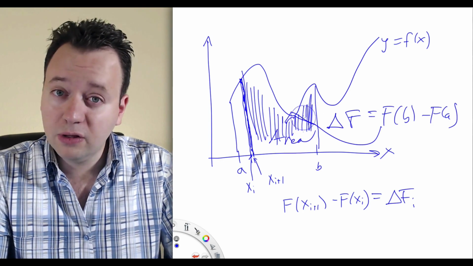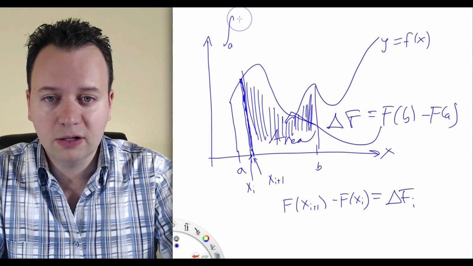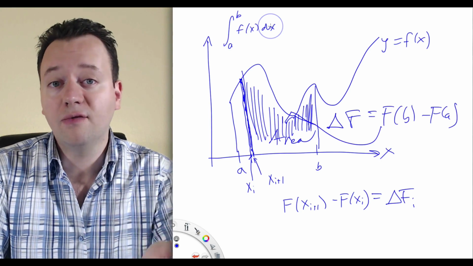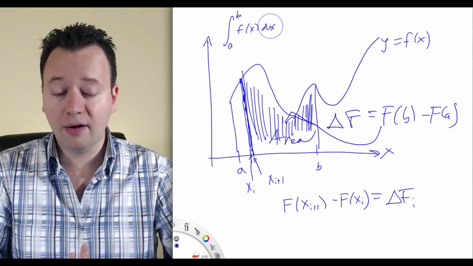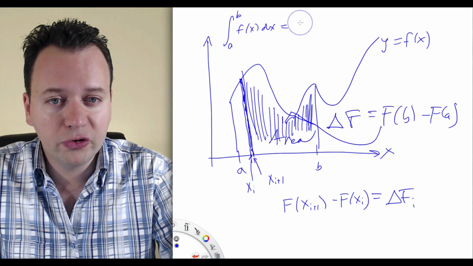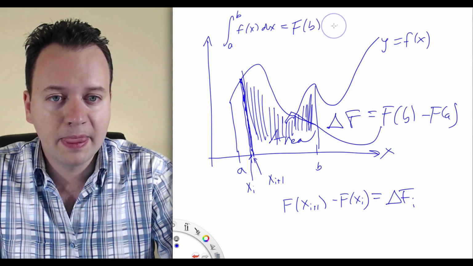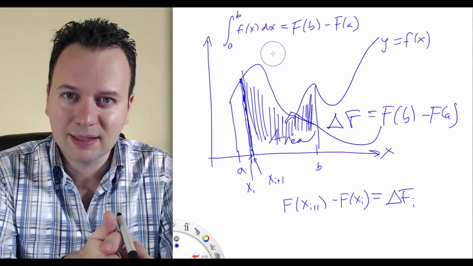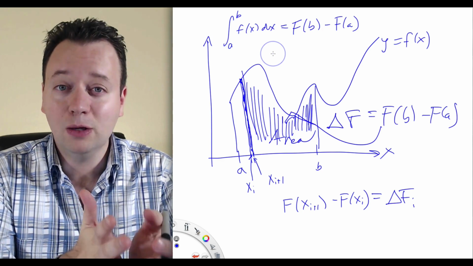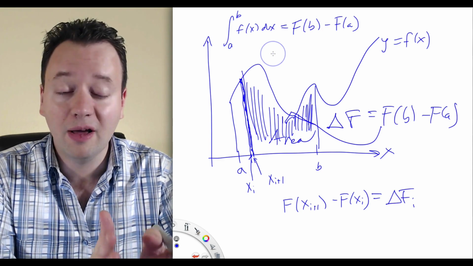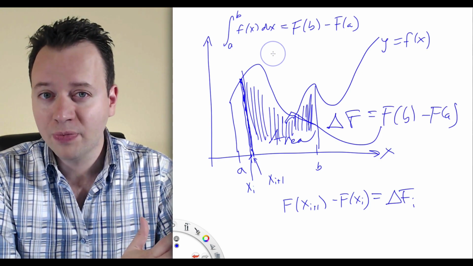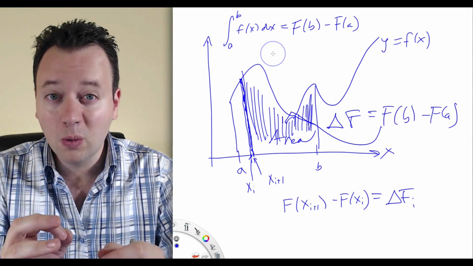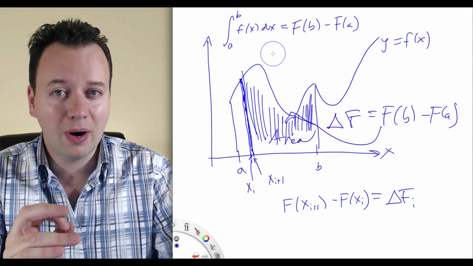Now, the area we defined tentatively as the integral from a to b of f of x dx, or rather, we defined the definite integral as just the area under the graph. Now, if the area under the graph also equals capital F of b minus capital F of a, well, that means the integral of little f of x from a to b has to equal capital F of b minus capital F of a, which means as long as we can figure out an antiderivative for a function, we can always compute the area under its graph.